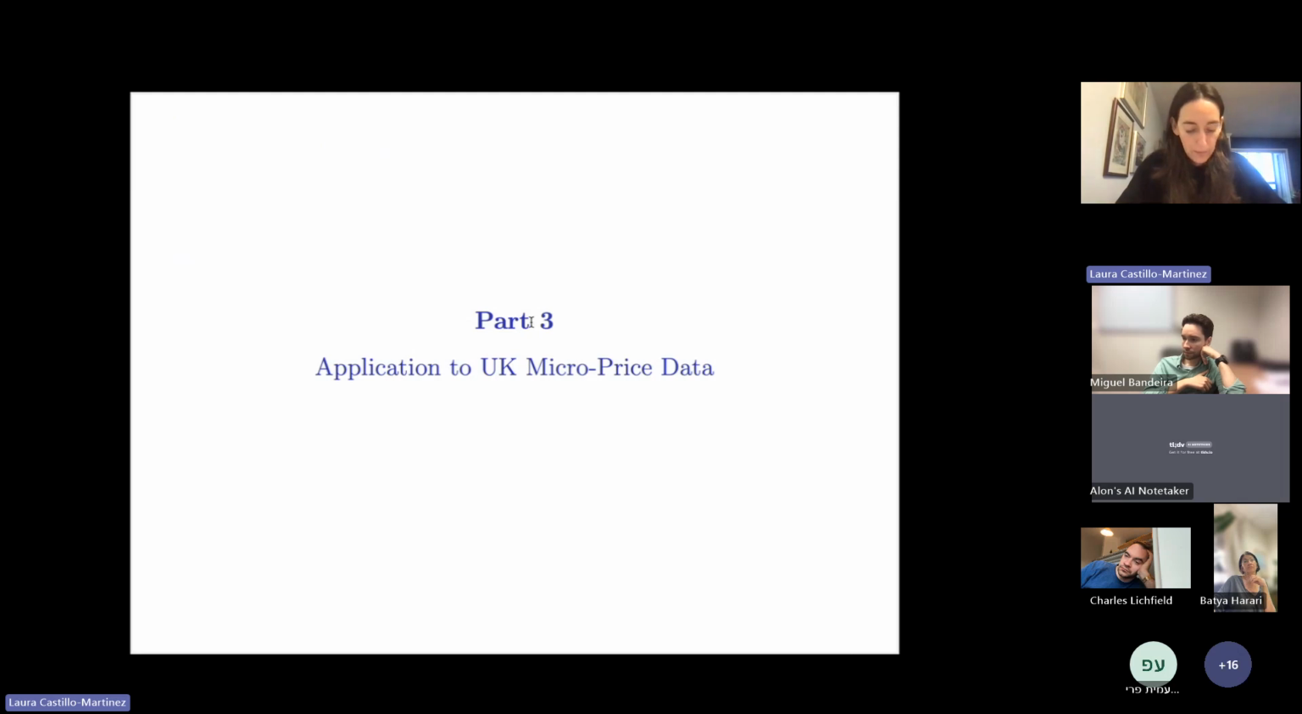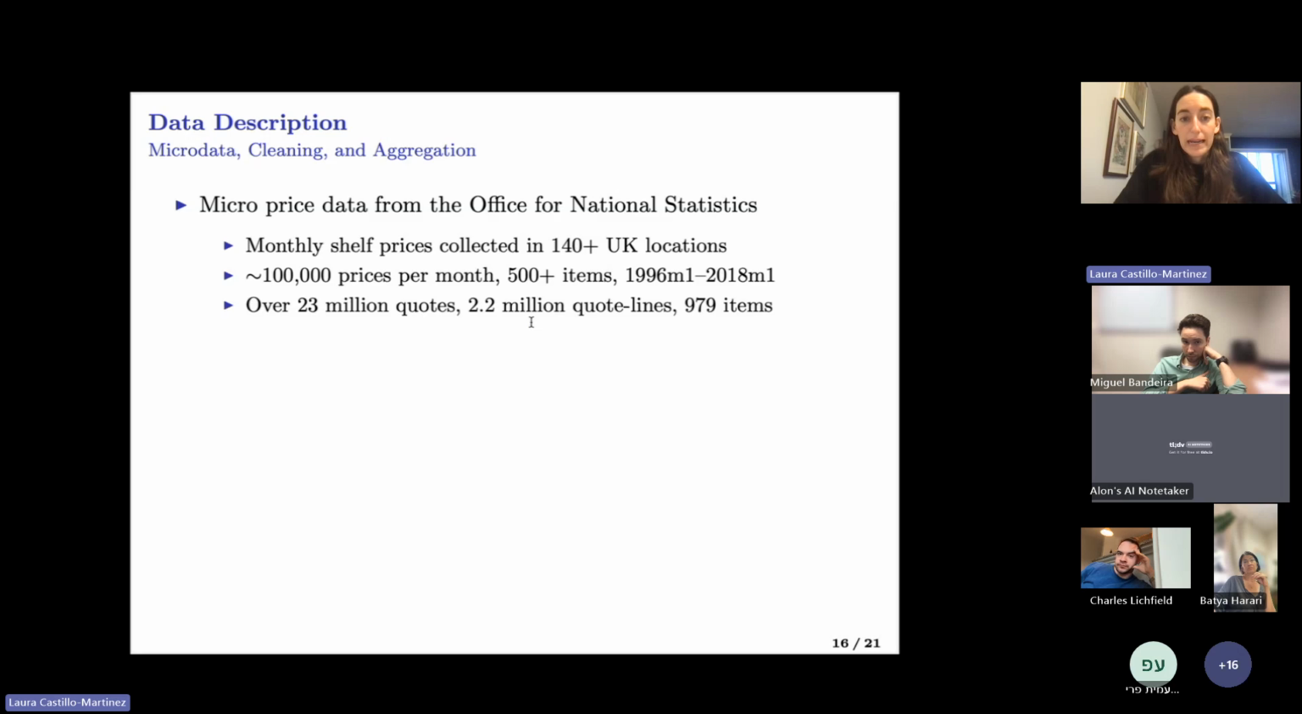And here's where we're very much open to feedback on what other things you think might be of interest. We're going to be looking at UK micro price data provided by the ONS. As I've mentioned earlier, that's the universe of locally collected prices, quote levels, in over 140 locations. We're looking at more than 500 items, and the data for today is going to be from 1996 to 2018. The work we're doing at the moment is expanding to include COVID, so that's one caveat to keep in mind.